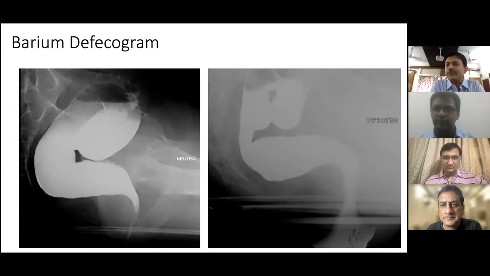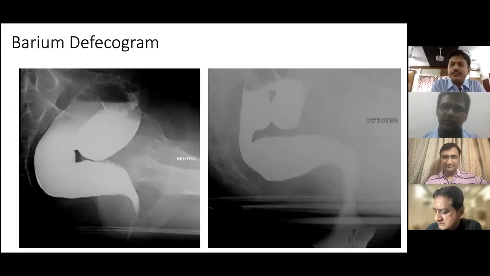One more point we didn't discuss was the role of the balloon expulsion test, which we always do along with the manometry. What is the role of the balloon expulsion test, John? The balloon expulsion test can be used as a screening method. Generally, balloon expulsion in less than 1 minute is taken as normal. This patient expelled it within 30 seconds. However, he has other features to suggest that he has a dyssynergia.